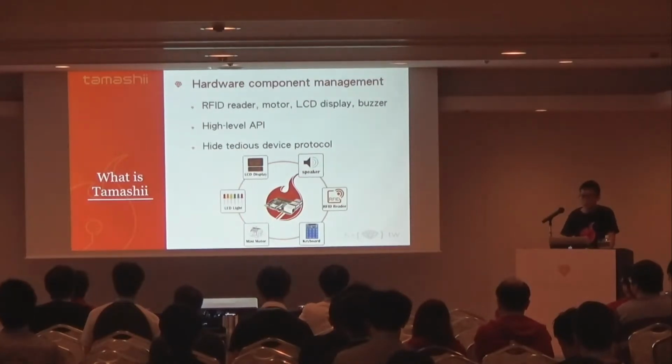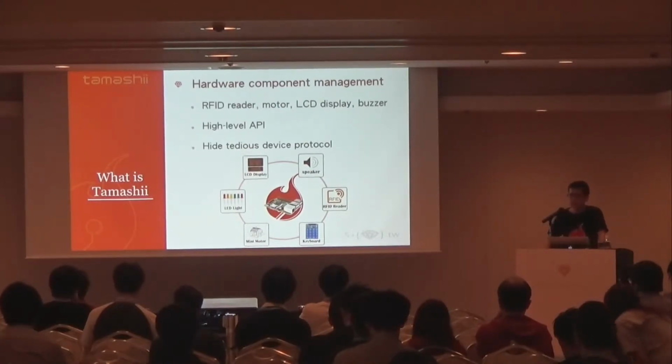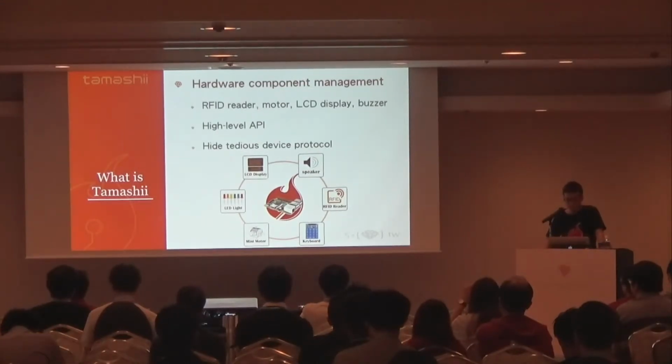For hardware component management, we implement and test Tamashii on the Raspberry Pi. The hardware here means those extra components that can be installed on the Raspberry Pi, such as RFID readers, motors, LCD displays, keyboards, and buzzers. Tamashii wraps this hardware with a high-level API layer. So with Tamashii, users can write high-level logic to drive the devices without knowing the tedious device protocols. Although this may hide some advanced features from the user, for Tamashii, we think providing an easy interface is much more important. This is like what Rails does.